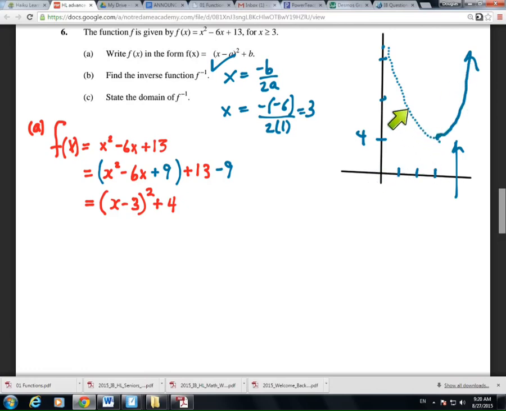I drew the dotted part in here just to show you the rest of the parabola, but this part of the parabola is not part of this particular problem, because again, I have to pay attention to the domain restriction at the very beginning. Now I have to find the inverse function.